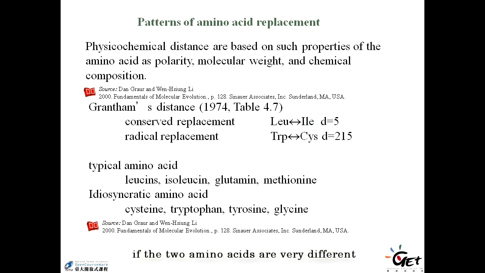But on the other hand, if two amino acids are very different in chemical and physical structure and property, then they give a large distance. For example, here are tryptophan and cysteine. So in this case, he assigned distances for all the different amino acid changes. Then one can use this to calculate the distance between two protein sequences, purely based on chemical and physical properties.